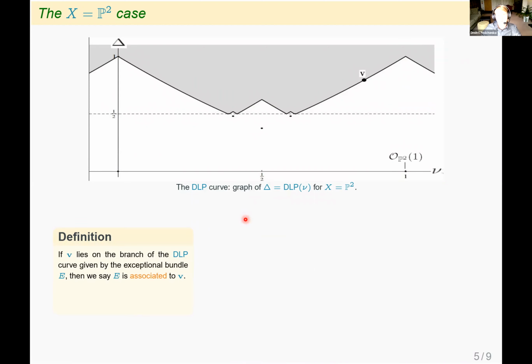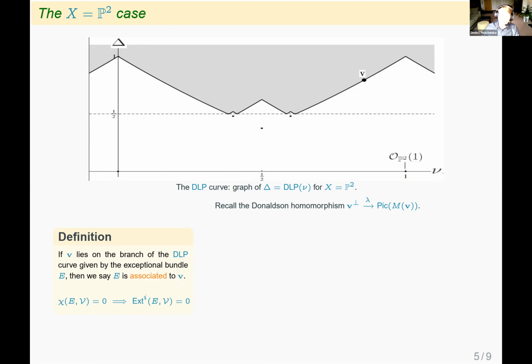I want to say a few words about this situation when the character happens to lie on a branch of the Drézet-Le Potier curve. So in this picture, you can see that V lies on a peak corresponding to O(1). In this case, we say that this exceptional bundle O(1) is associated to the Chern character we've picked here. And from what I said on the previous slide, this implies that this Euler characteristic is 0. And if you add that to the vanishings of Homs and Ext^2s, this shows that actually all Ext groups vanish.